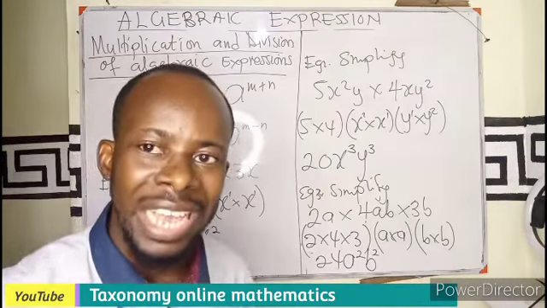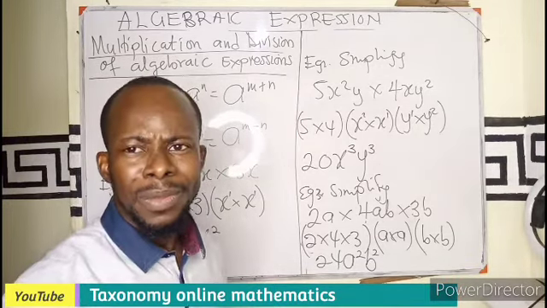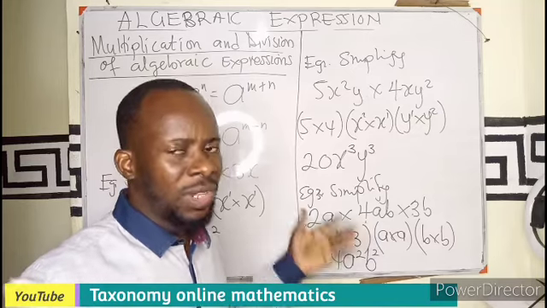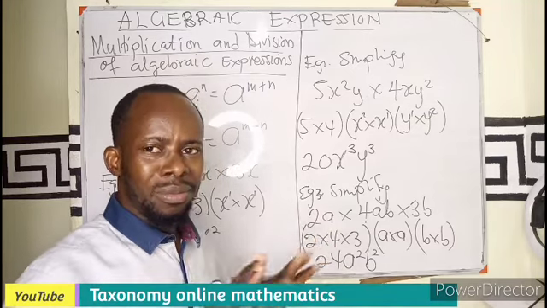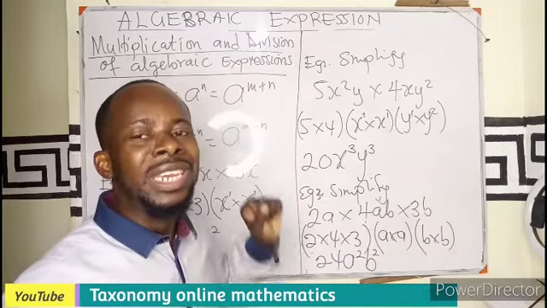So the answer is just 24A squared B squared. You see how simple it is? The multiplication doesn't have any difficulty at all. Just remember your law of indices.